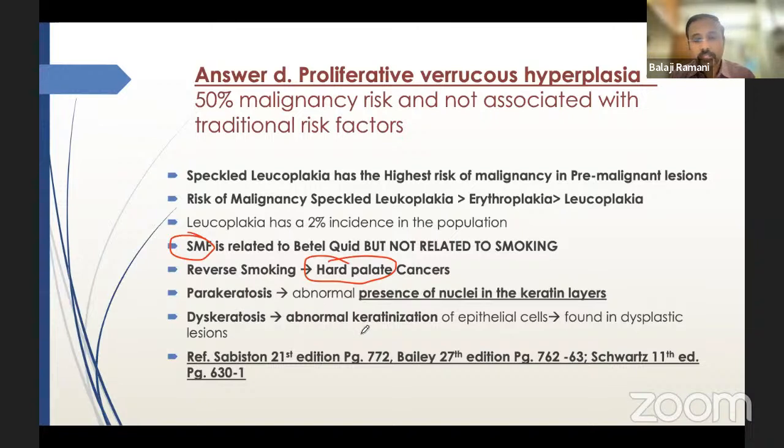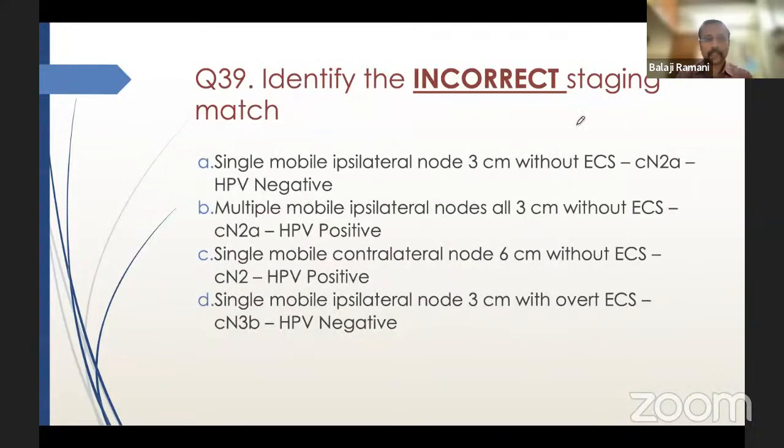Now, what is dyskeratosis? What is parakeratosis? These are some terms that may come as MCQs. Dyskeratosis is abnormal keratinization of the epithelial layers. Parakeratosis is the presence of nuclei. So abnormal keratinization is known as dyskeratosis, and the presence of nuclei is going to be known as parakeratosis. Both of these may come as direct MCQs.